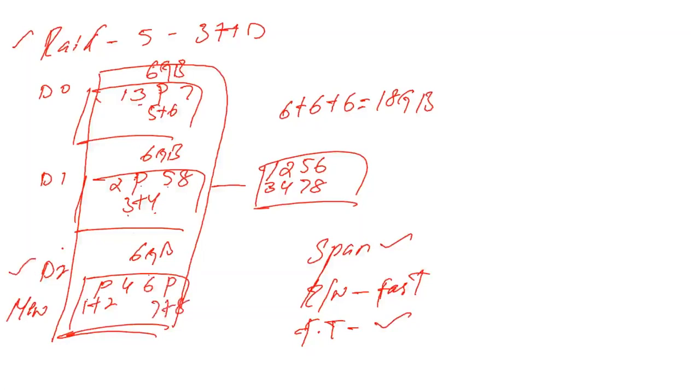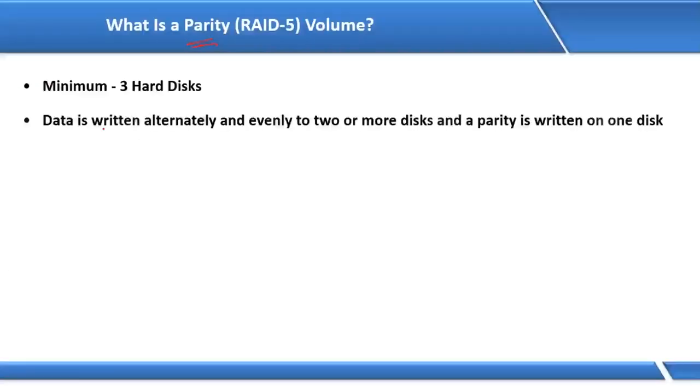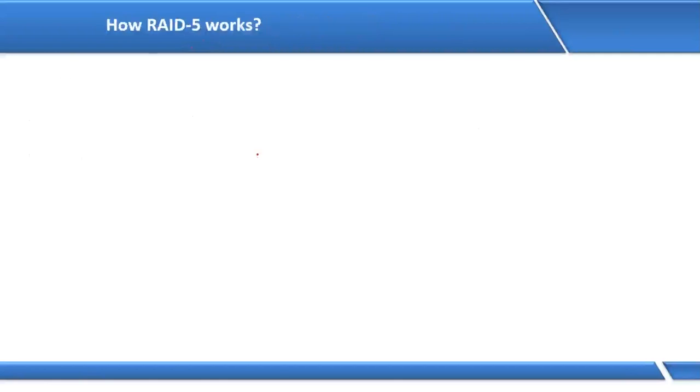Now tell me, is your data back or not here? Yes. So this is called what? RAID 5. That's why you can see in the slide it is written RAID 5. Data writing style is alternate, evenly across two or more disks. Parity will be written in one of the disks. Fault tolerance feature is available. Reading and writing is always fast here.